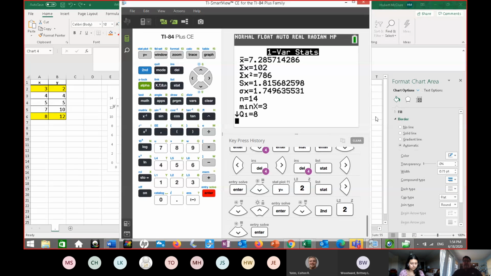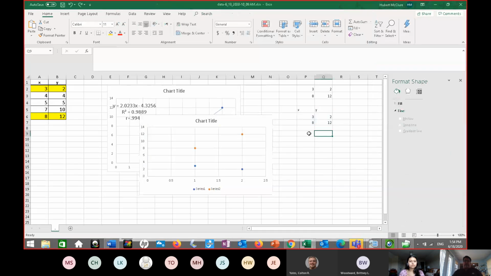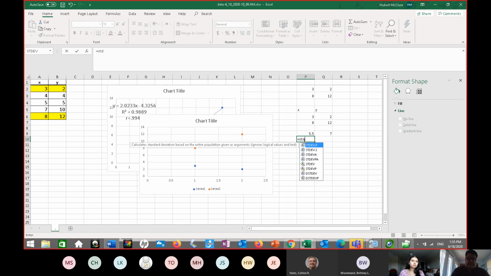So let's go here and do it. All right, so I'm going to do x bar and y bar, and then I'm going to do standard deviation. So here's x bar, summation of these two divided by 2, and then move that over. And then the standard deviation, I'm going to type in equals STDEV, parentheses. This is so stupid, for two numbers.